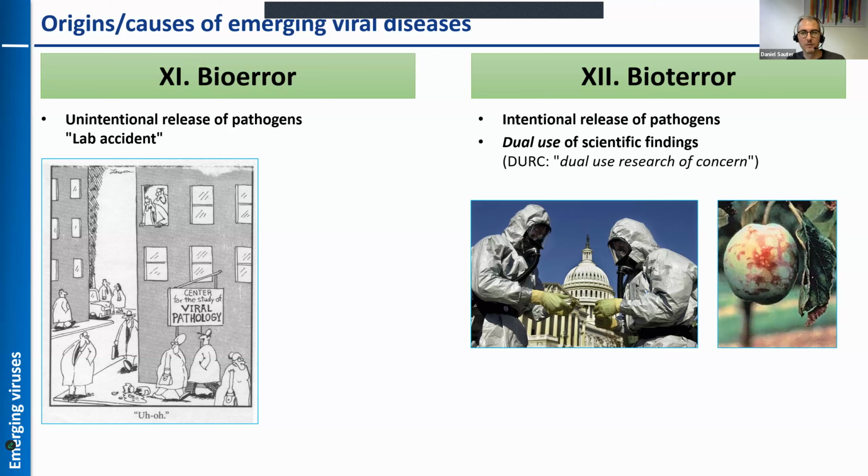On the other hand, there's bioterror, which would be the intentional release of pathogens. And what you have to keep in mind is that these are not necessarily viruses that infect humans, but a bioterroristic virus could also be a virus that affects crops, for example, and could harm humans indirectly by destroying crops.